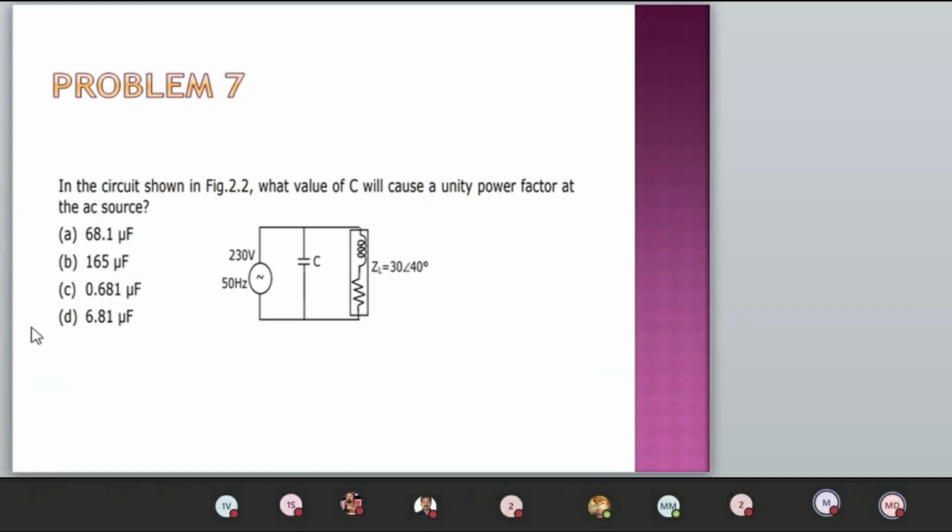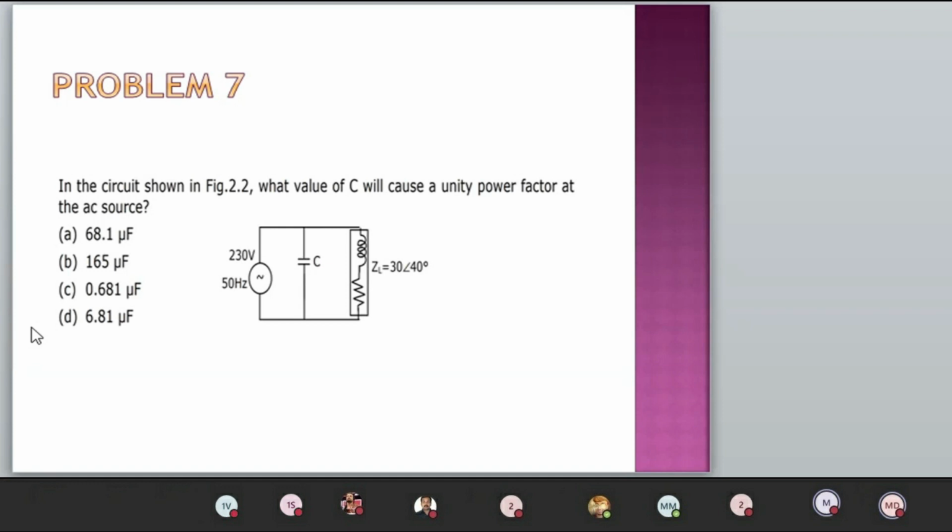Correct? You have 4 choices, and the inductive reactance is 30 angle of 40 degrees, that is, it is given in polar form. Frequency is 50 hertz. So what value of C will cause a unity power factor? Here also resonance comes into the picture, but this is a parallel circuit. Sometimes they call this a tank circuit.